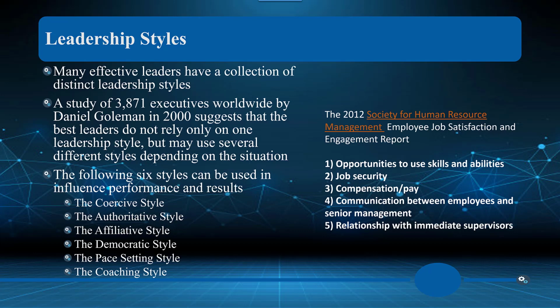So welcome back to Chapter 10, Leading the Project Team. This is part 2, and we're going to discuss leadership styles. Now, the text that we're following lists these 6 leadership styles: coercive, authoritative, affiliative, democratic, pace setting, and coaching. Now, there are many, many leadership styles, okay?